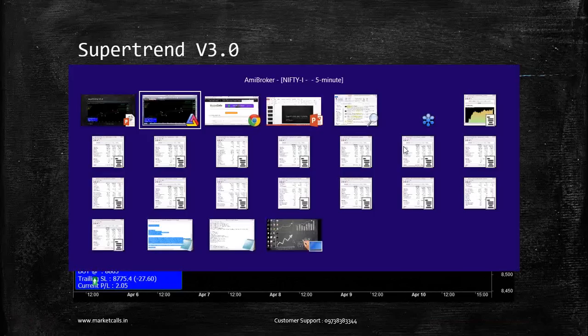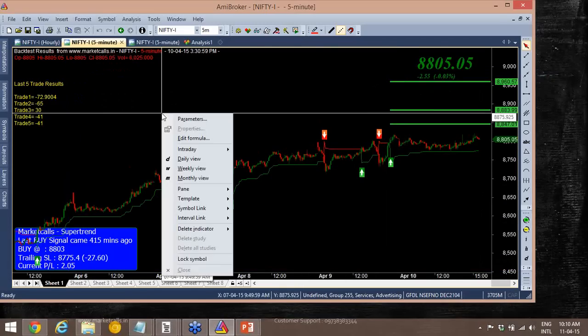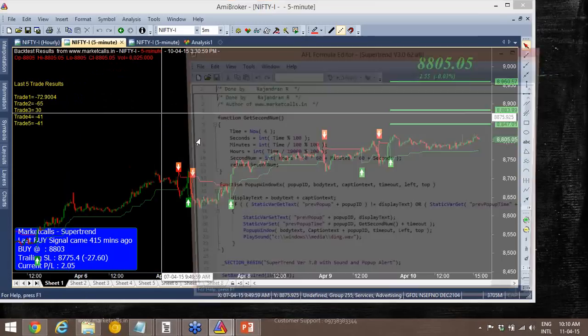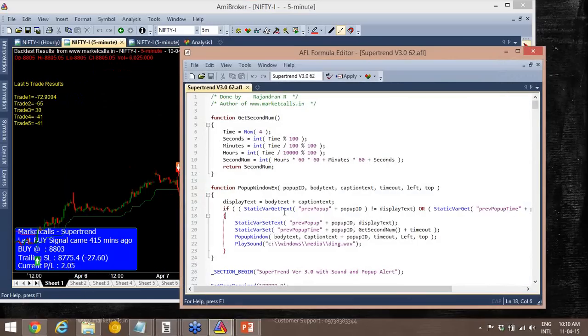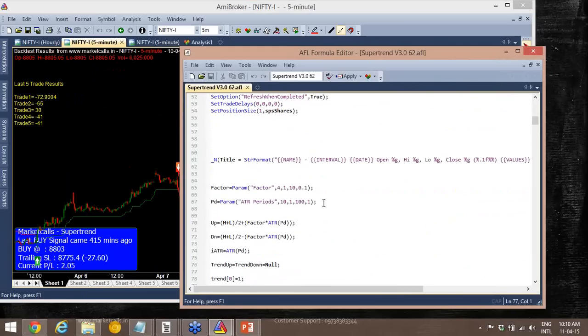Let me open my AmiBroker. If I go into the formula, you can see it's a very simple formula. It has 2 inputs. One is a factor, another one is an ATR value. The default values are 4 and 10.